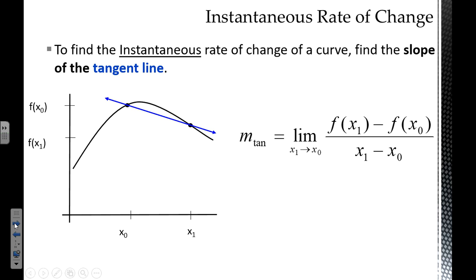Let's think of this picture. You don't necessarily need to draw it. I'm just going to take you through a series of pictures to show you what's going on. What I'd like you to do is write this limit right here. The limit as x1 approaches x naught of f of x1 minus f of x naught over x1 minus x naught. Write it down and then we'll talk about what that is.